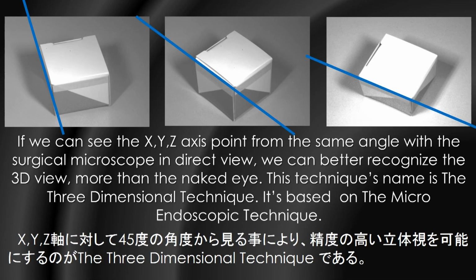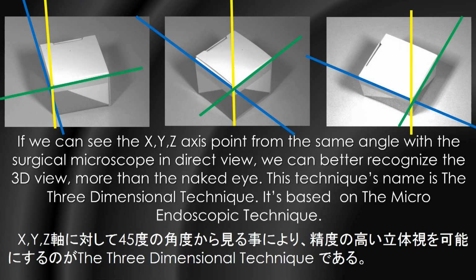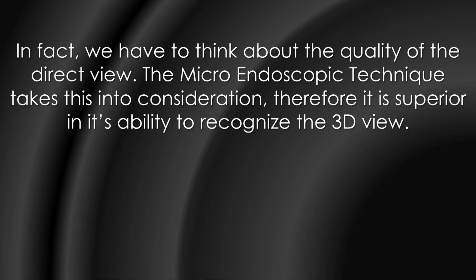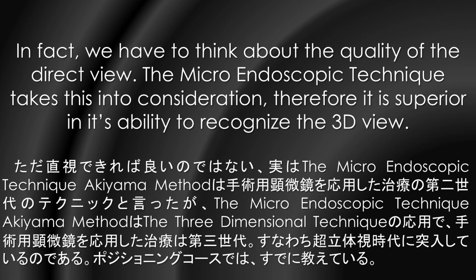If we can see the XYZ axis point from the same angle as the surgical microscope in direct view, we can better recognize the 3D view more than the naked eye. This technique's name is the three-dimensional technique. It's based on the microscopic technique, the Akiyama method. In fact, we have to think about the quality of the direct view. The microscopic technique, the Akiyama method, takes this into consideration, therefore it is superior in its ability to recognize the 3D view.